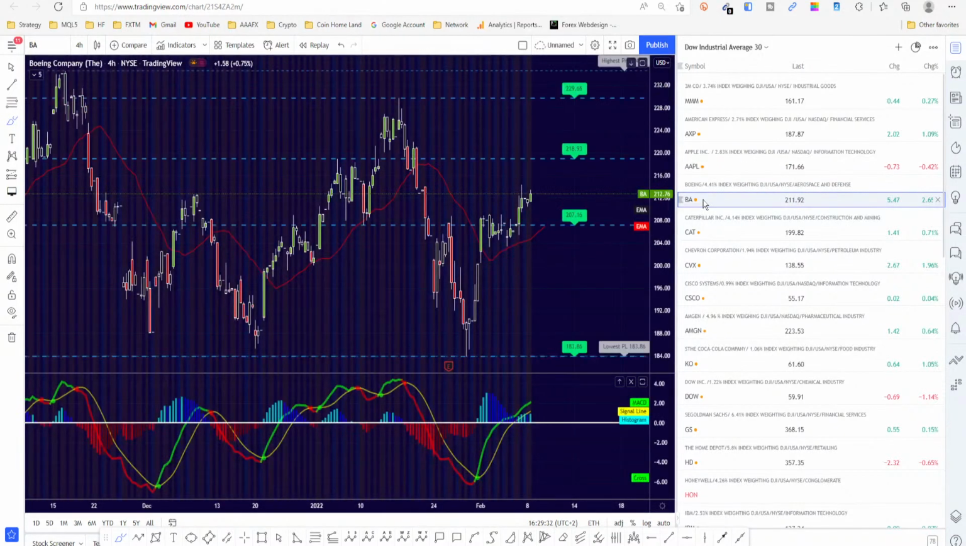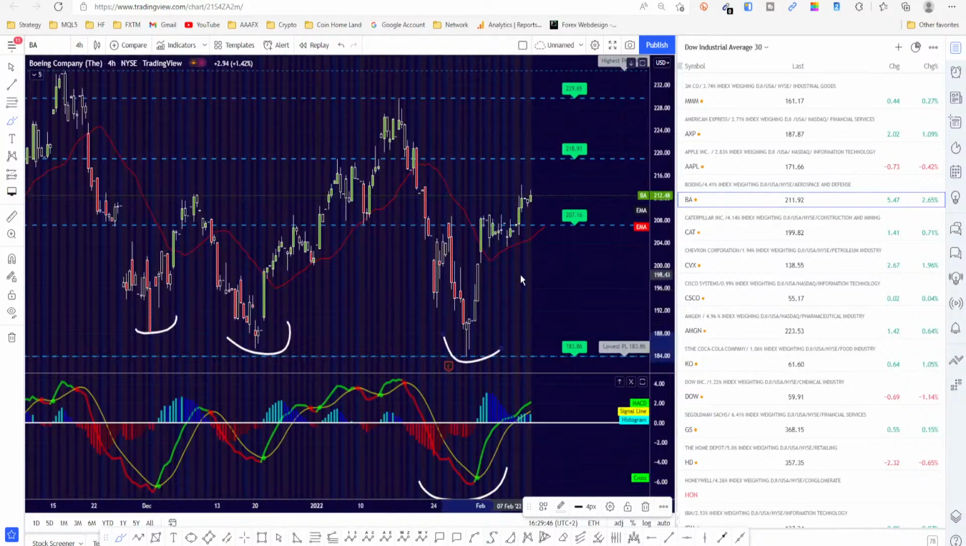Boeing has a really high percentage in the index, in the Dow Jones. It's 4.41, and you can see it's still bullish. You can see the signal in the MACD from this price, and that was a support one time, two times, three times. It did touch the 184 and just took off.